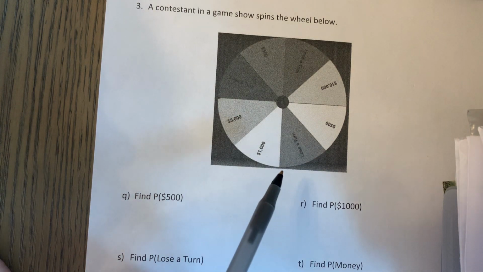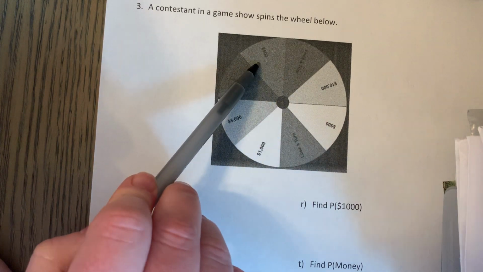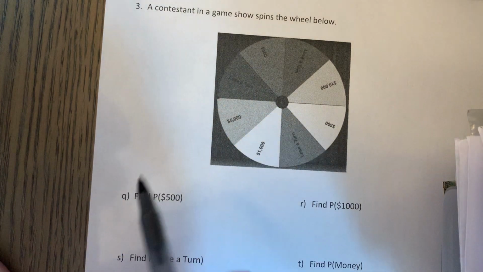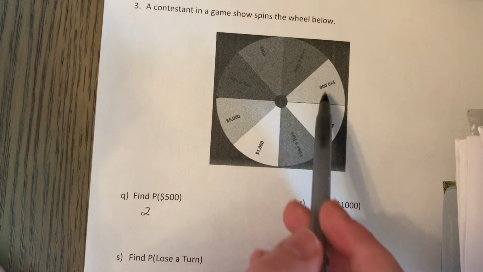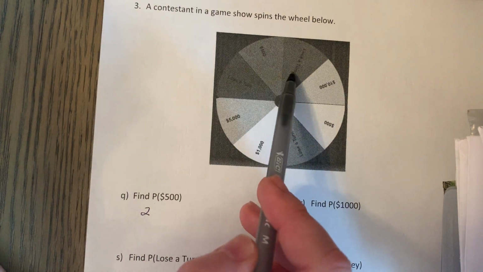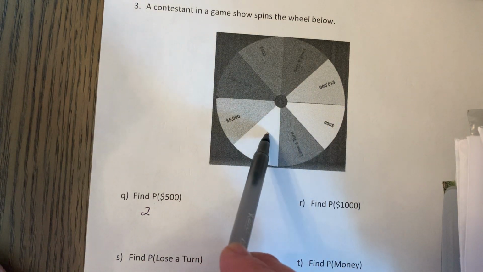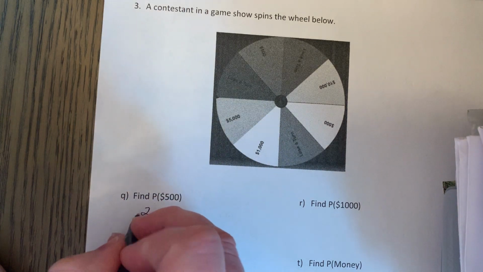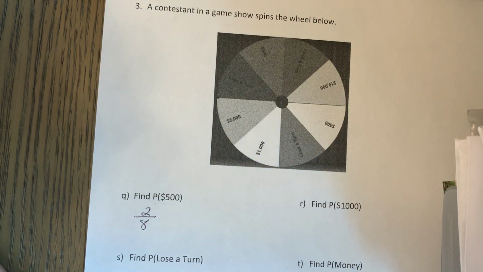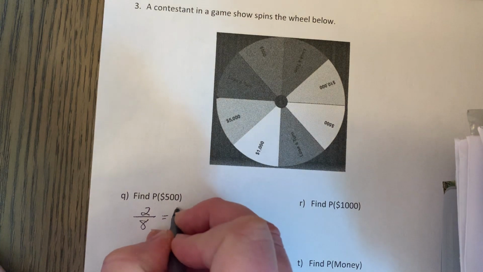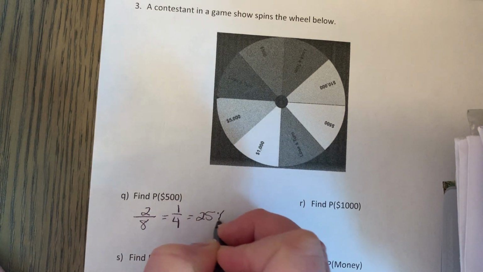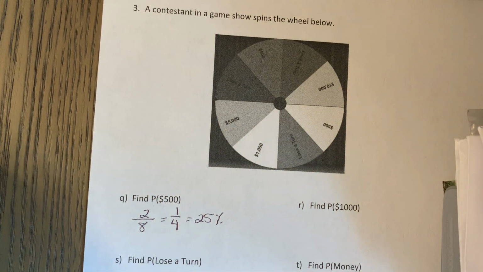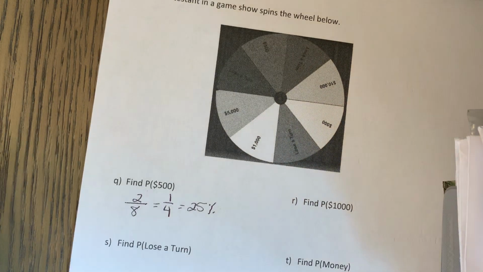So there are two 500s on here. There's one here and there's one here. So we have two chances to get a 500 out of how many total on this wheel. So there's 1, 2, 3, 4, 5, 6, 7, 8 sections on this wheel. So we have 2 out of 8 chances, which reduces to 1/4, which equals 25%. So we have a 25% chance of winning $500.